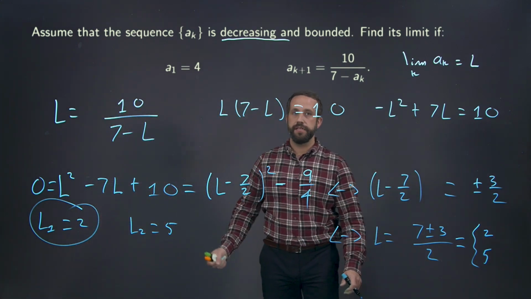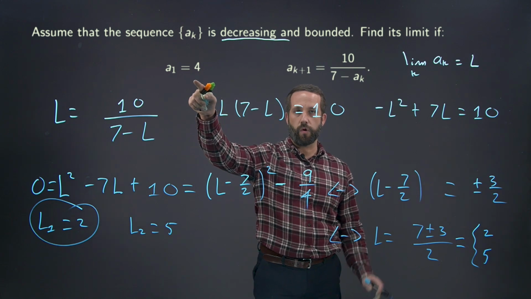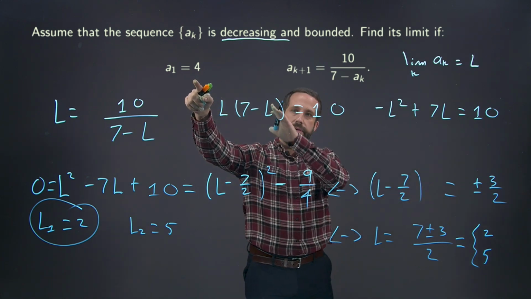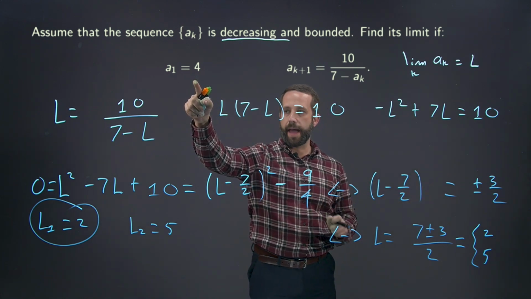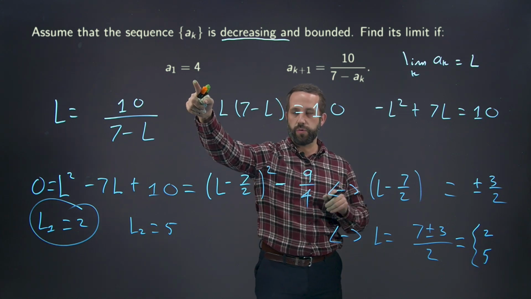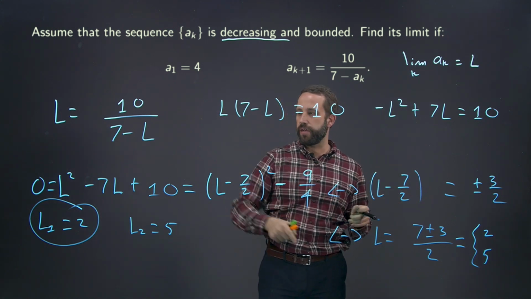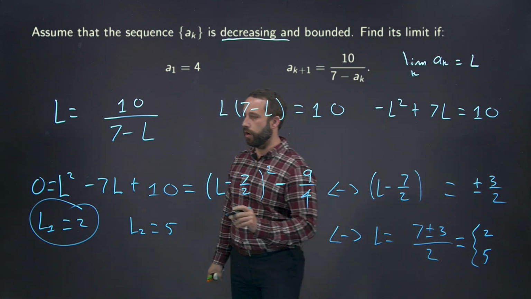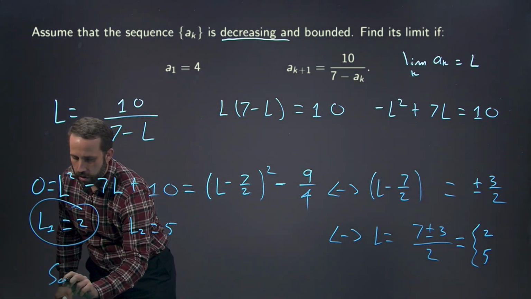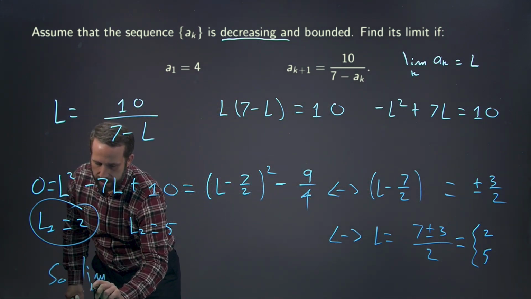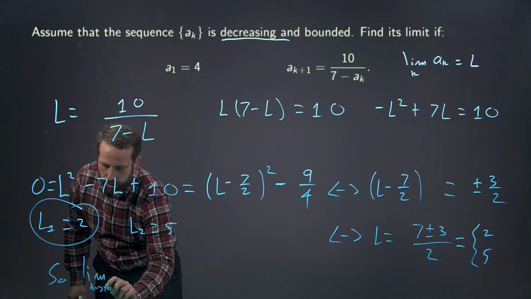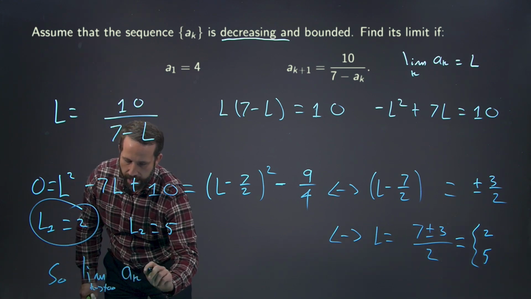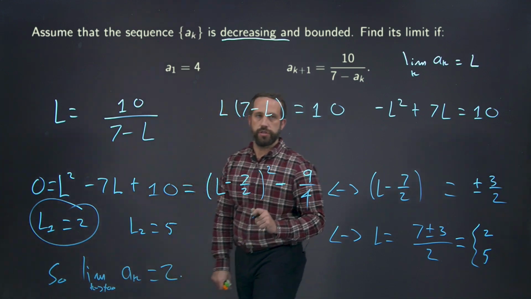In particular, since the sequence starts at 4 and is decreasing, the limit has to be less than 4. It can't be greater than 4, otherwise the sequence would not be decreasing. But it is decreasing, so the limit has to be less than 4. So the limit as k goes to infinity of A_k is equal to 2 for this problem.